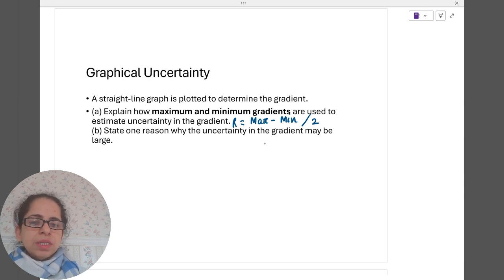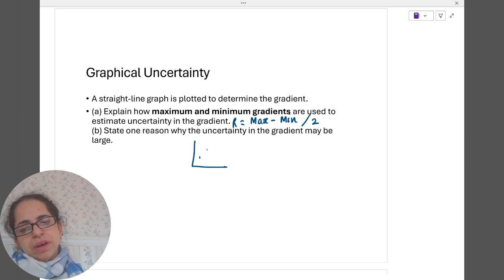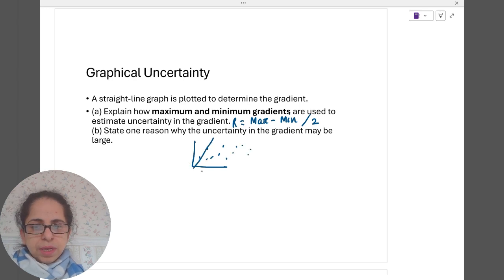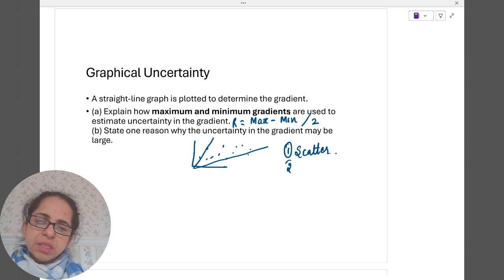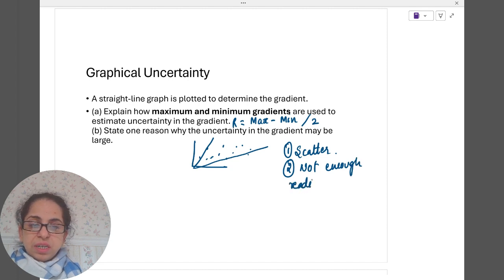Why may the uncertainty in the gradient be large? What do you think? Let's say I have this kind of graph. This is the maximum and this one is minimum. Why do I have the large uncertainty? It's because it's scattered all over. So if you have a scatter graph, or maybe you do not have enough readings. That could be the reason. Not enough readings, not enough data.